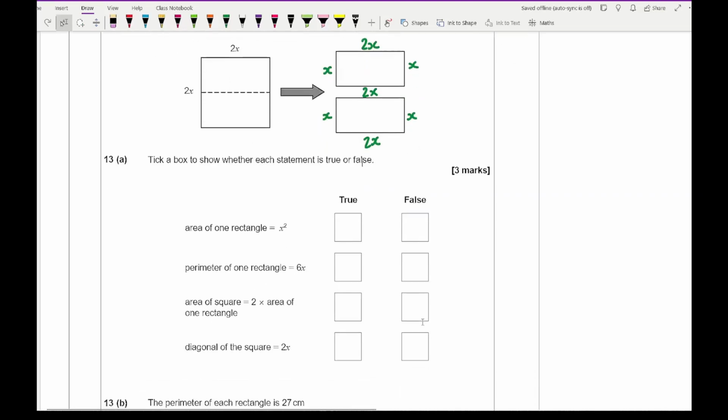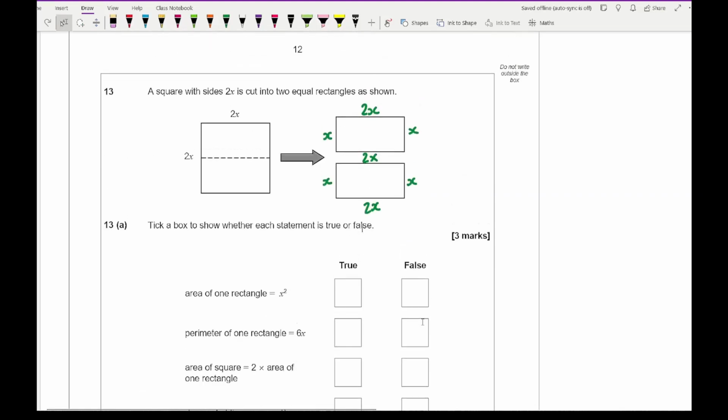So let's have a look through these diagrams. So the area of one rectangle is x squared. Well, that's going to be false, because here the area is the length times the height. So that's going to be 2x times x, which is 2x squared, not x squared, so that is false.